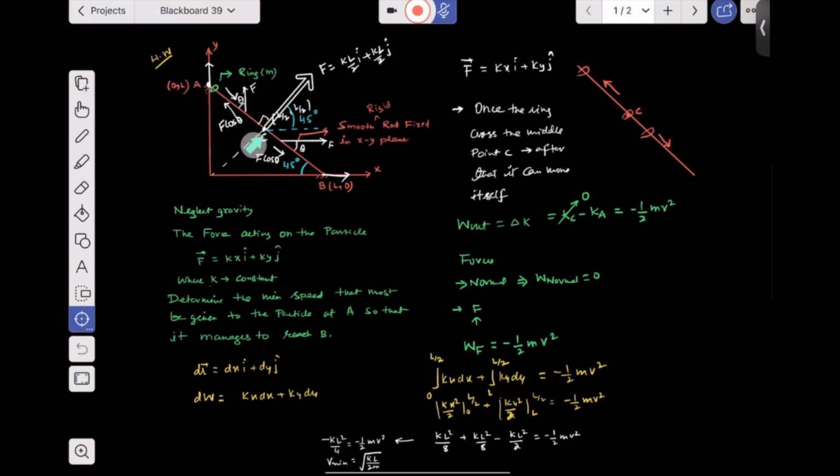Before point C, I always have some force acting in a manner which opposes its motion down from A to B. But after point C, I always have a component which supports the motion of the ring from C to B. So if I make that ring just cross C, after that it can move on its own. All of you understood, no?